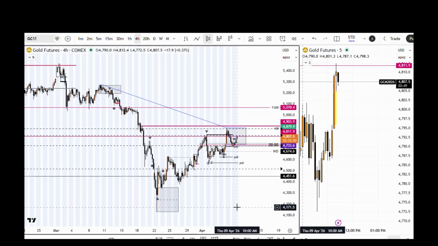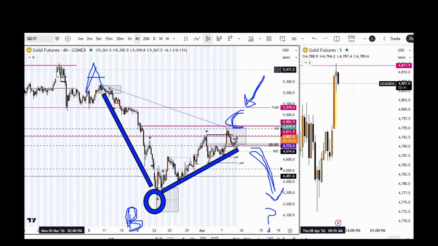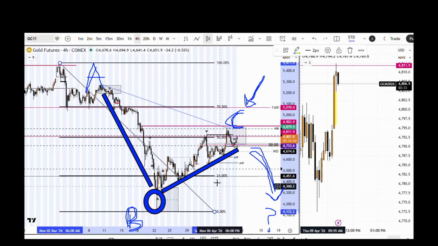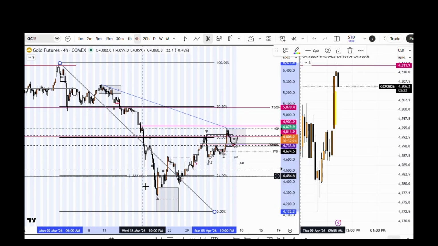So let's just start from the context level. First, on the higher time frame, we have a two-step, this swing high or this swing high, doesn't matter, and this swing low. I take a fib and run this. Okay. Now, this is my range one, which is this. Okay, it's a directional range. It's a swing point, and then we have a directional range.